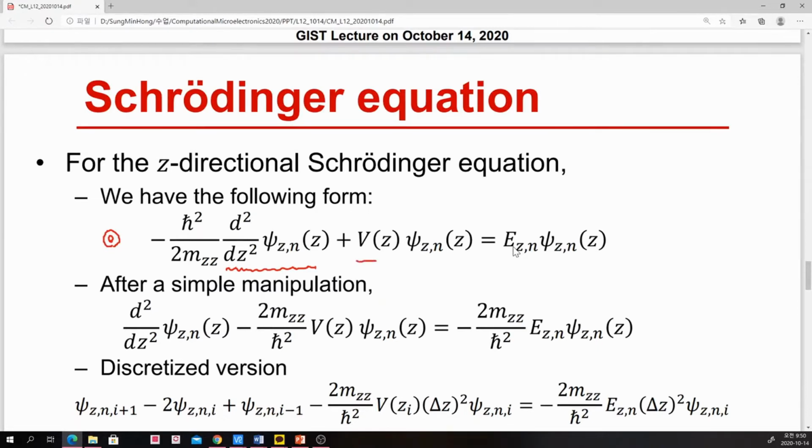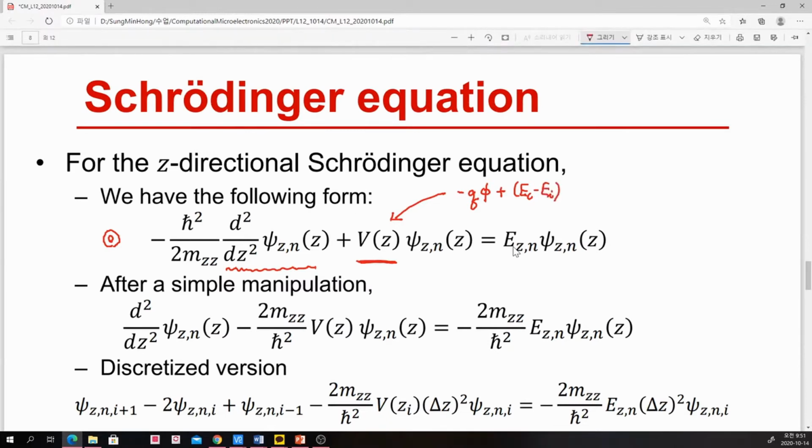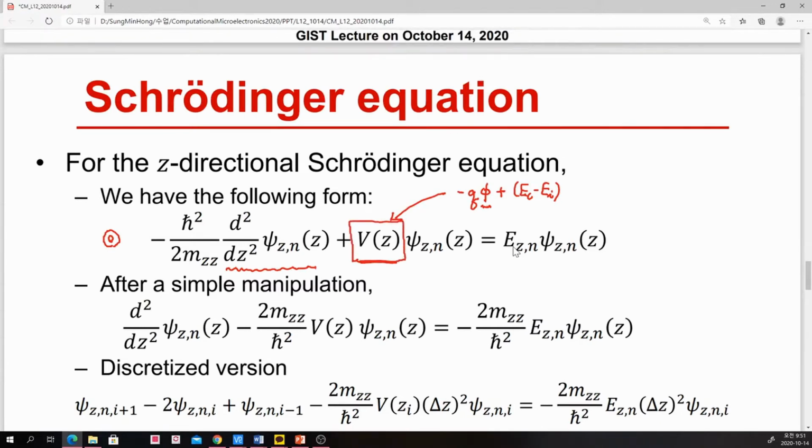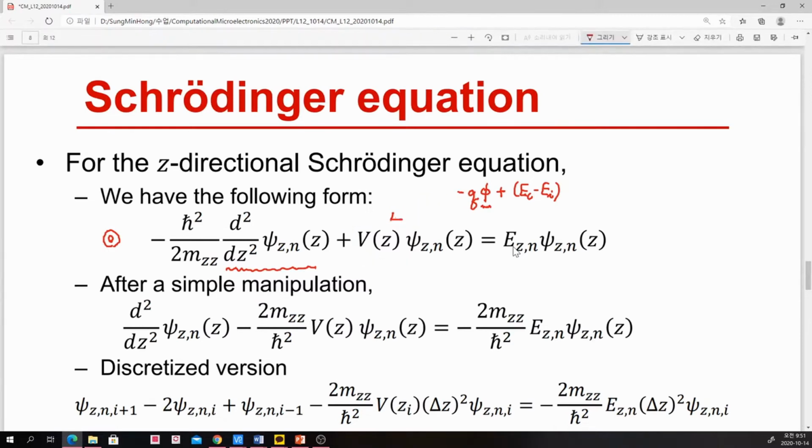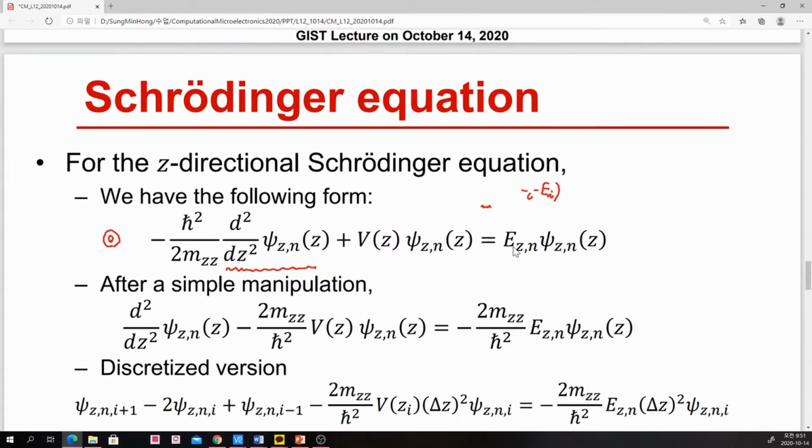Here we have a potential energy term, and you can easily remember that this is given by minus q phi plus Ec minus Ei. You know it. So for a given profile of electrostatic potential, you can find this potential energy term for a given position. Then let's do the discretization.